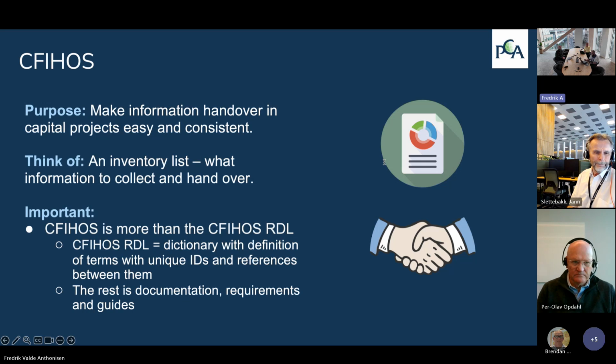One important point with respect to SHIFOS is that SHIFOS is more than what people normally refer to as SHIFOS. People talk about the SHIFOS RDL and they say just SHIFOS. The SHIFOS RDL is just the reference data library part of SHIFOS. But SHIFOS has a lot of other documentation, requirements, guidelines, and so on, other than just the RDL.